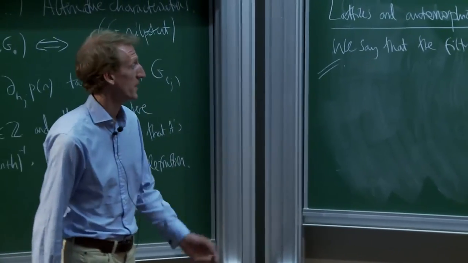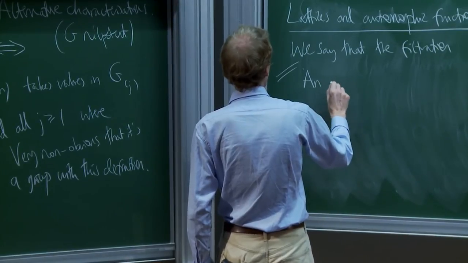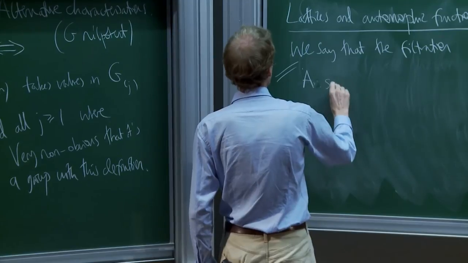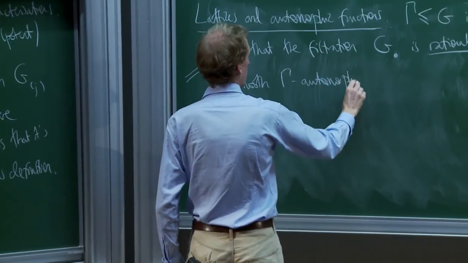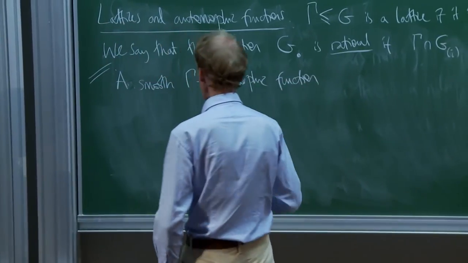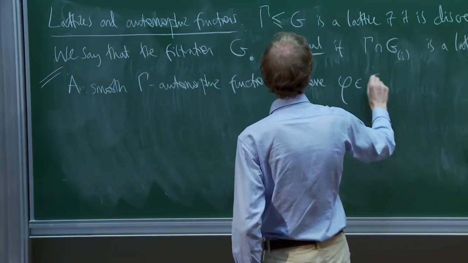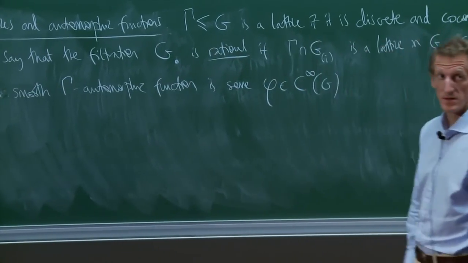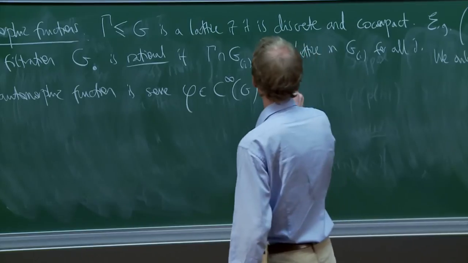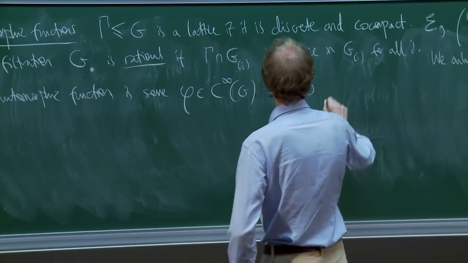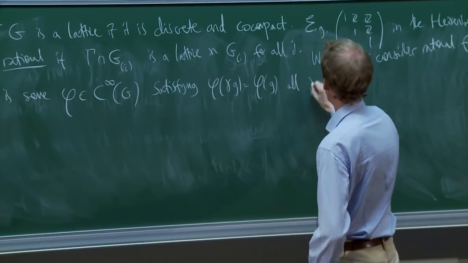So that's lattice, and now I can define automorphic function. For me, a smooth automorphic function is some phi in C infinity of G. C infinity of G is a meaningful notion, G being a Lie group, satisfying that phi of gamma g equals phi of g for all gamma in Gamma.